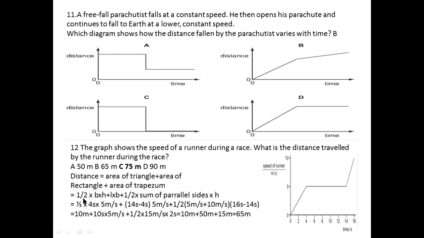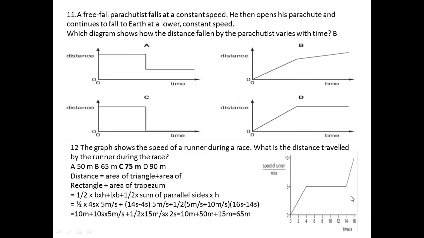The formula for area of a triangle is half into base into height. For a rectangle, it is length into breadth. For a trapezium, it is half into sum of parallel sides into height. So coming to the triangle, base is 4, height is 5. Half into 4 into 5. Coming to the rectangle, the length will be 12 minus 4, and the breadth will be 5 meter per second. And coming to the area of the trapezium, half into sum of parallel sides into height. So one parallel side will be 5, the other is 10. And height will be this height, from 16 towards 14, 16 minus 14.